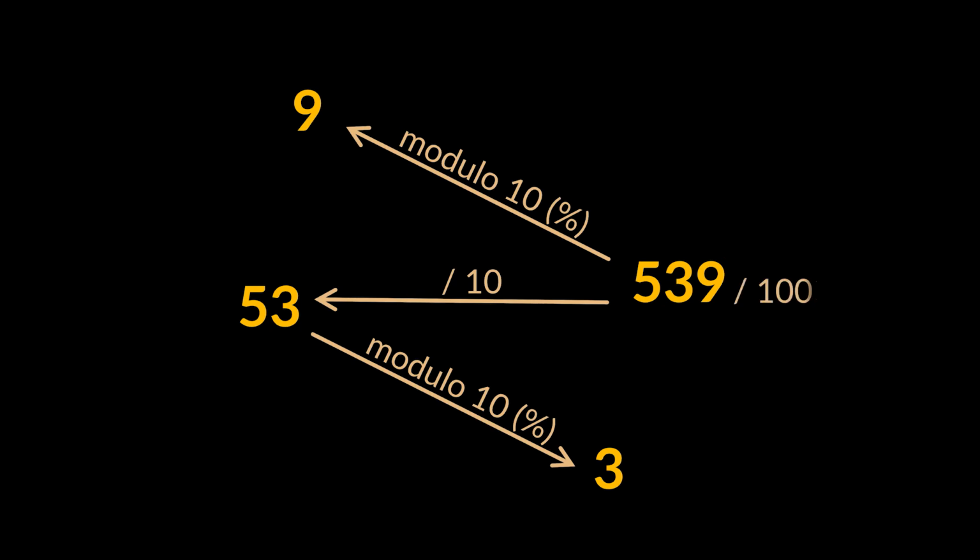The same is done for the digit 5. 539 is divided by 100, because in this case what we want is the third digit from the right, and then 5 modulo 10 remains 5.